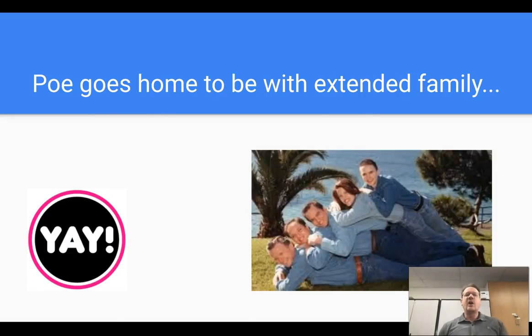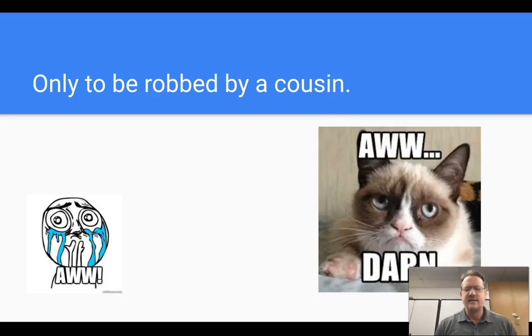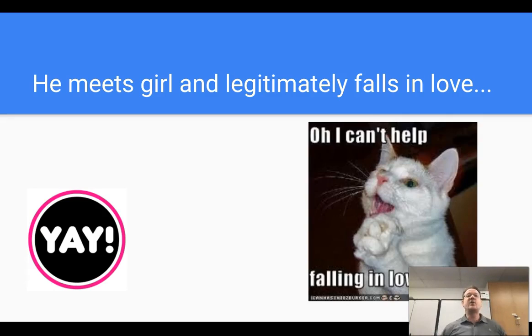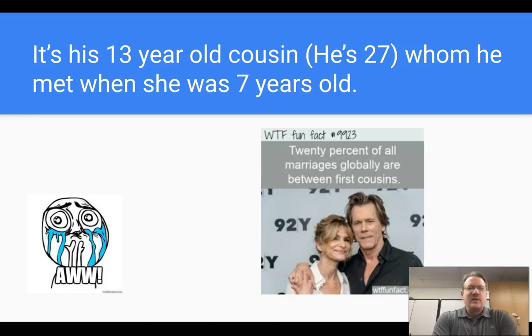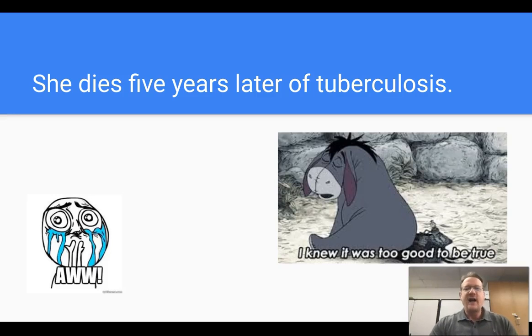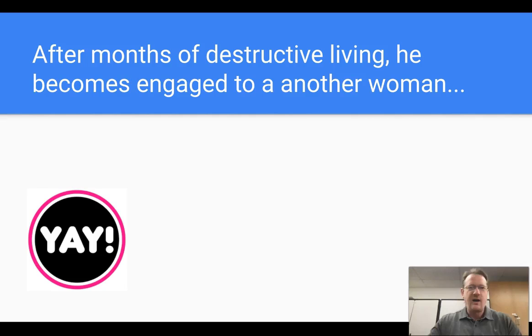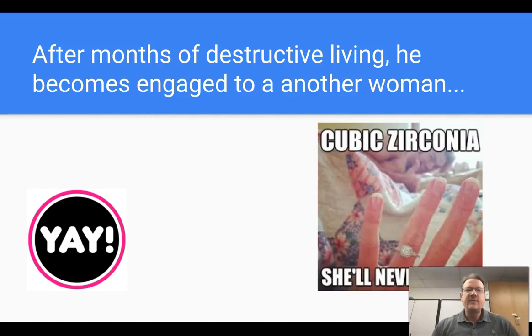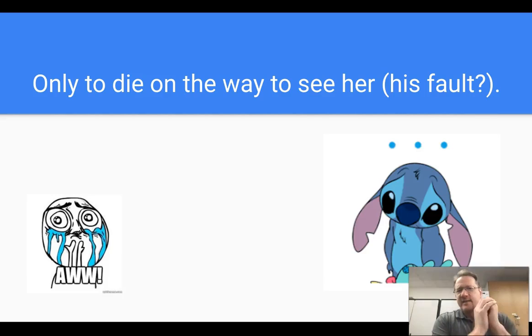Aww. Poe goes home to be with his extended family. Yay! Only to be robbed by a cousin. Aww. He meets a girl and legitimately falls in love. Yay! It's his 13-year-old cousin, he's 27 at the time, whom he met when she was 7 years old. Aww. They share a strong love for each other and he finally feels secure in his life. Yay! She dies 5 years later of tuberculosis. Aww. After months of destructive living, he becomes engaged to another woman. Yay! Only to die on the way to see her.